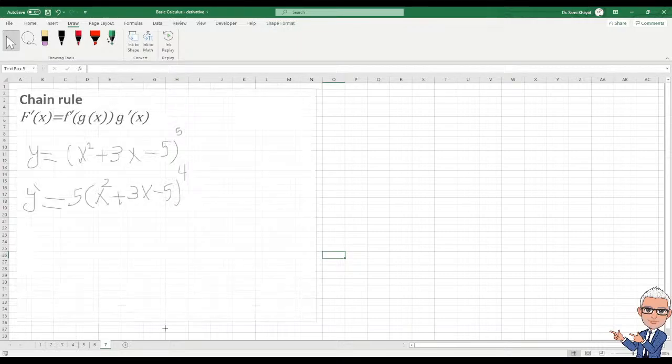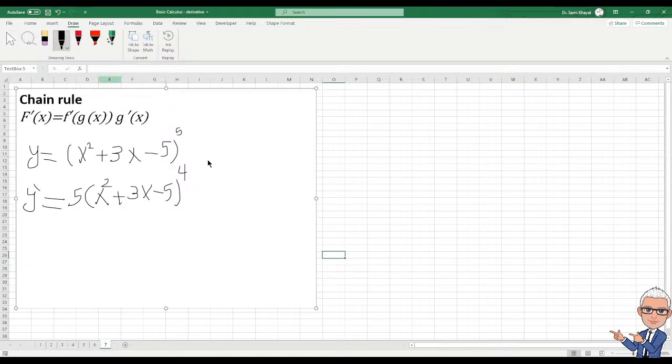Okay, it will be 4 times the derivative inside. The derivative inside is 2x plus the derivative of this one, which is 3, and the last one is 0.